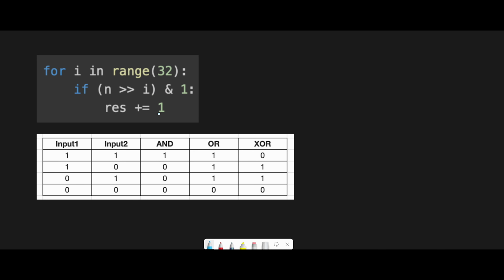Okay, next. Let me explain why we execute bitwise AND 1. First of all, look at this. I put OR and XOR as a reference. Regarding a bitwise AND, we will get 1 as a result only when both inputs are 1. Otherwise, we get 0. So we use this logic.